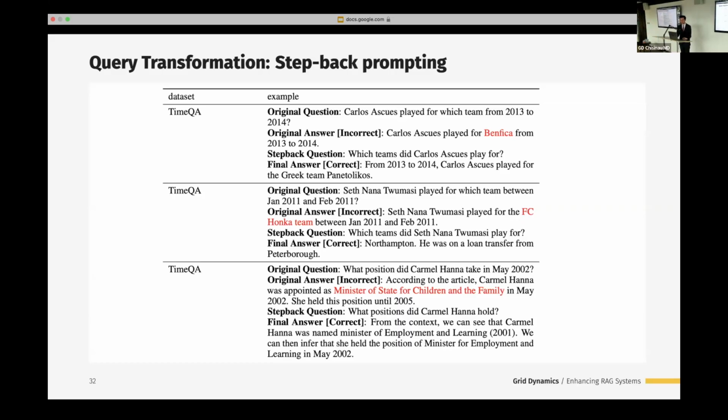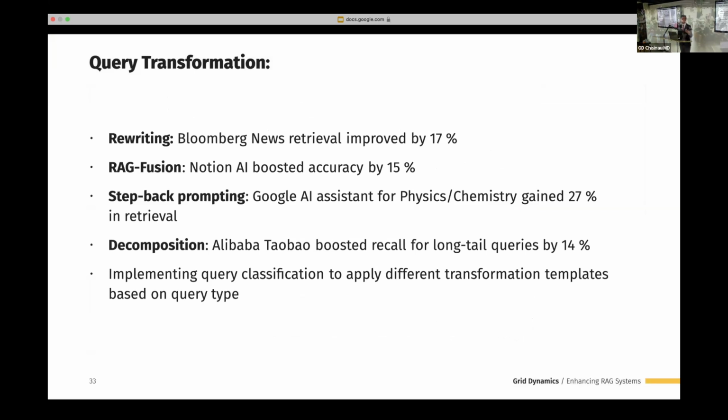Okay, and let's speak about how this improved. I found some research about how other companies improve their systems with this technique. You can see Bloomberg News used rewriting, and they improved their system by 70%. Notion AI used RAG Fusion for their RAG system, based on the Notion data that people have in their database, and it improved by 50%. Step-back prompting was used by Google because it was proposed by them. And decomposition was used by Alibaba Taobao.